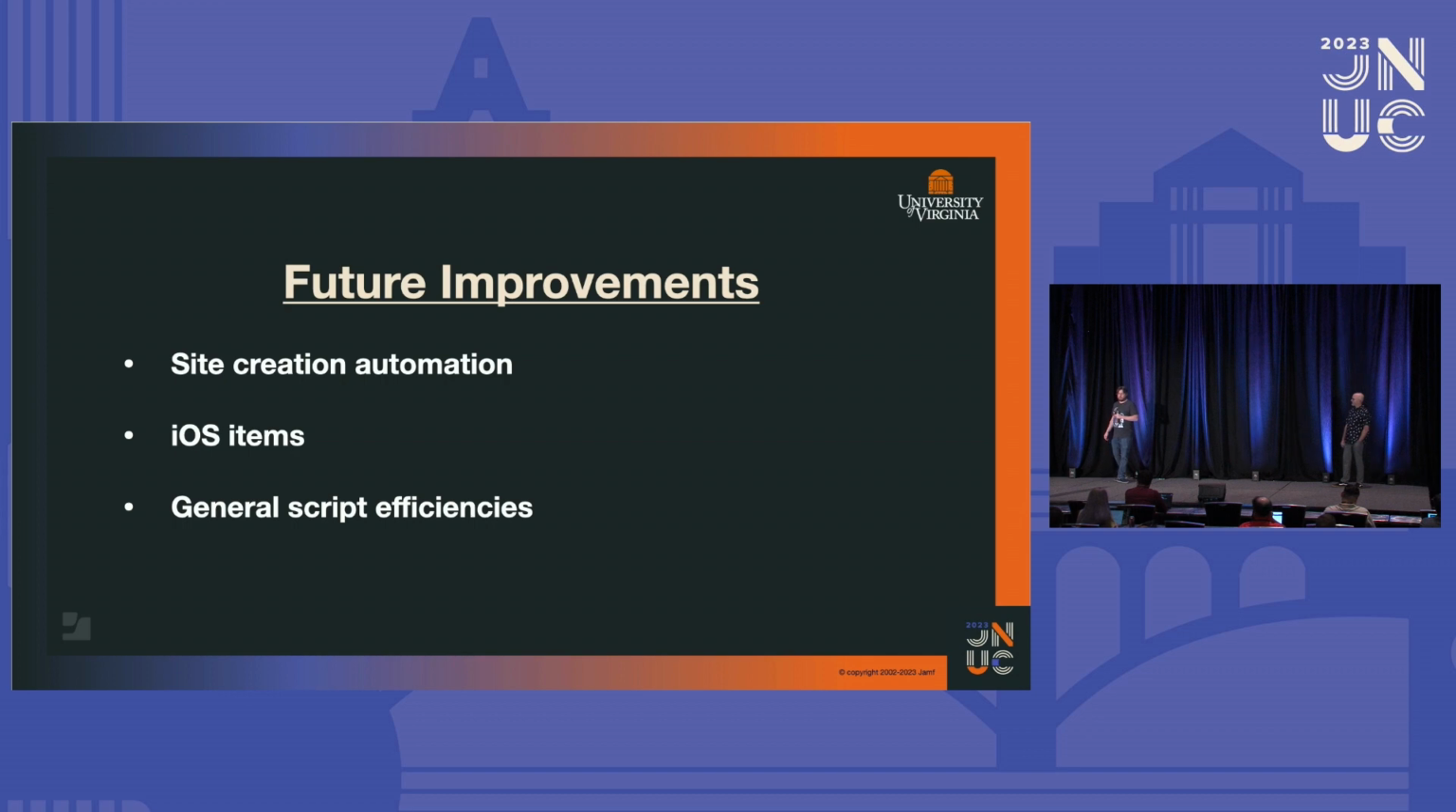iOS items. We don't have as many iOS items as we have macOS items, but definitely trying to get some of that under control as well. There's not as much there with policies, but definitely configuration profiles, smart groups, and advanced searches in iOS items is something we will look at going forward. And just general script efficiencies. Trying to get this script to run correctly and more efficiently, and maybe even get some of our naming conventions to make more sense or run better. Always looking to make it run better.